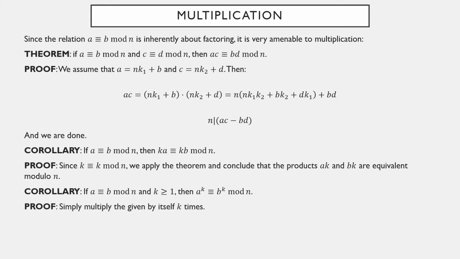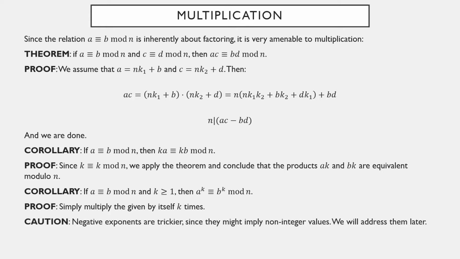Also, I can multiply a given equivalence against itself. If A is equivalent to B modulo n, I can multiply it by A is equivalent to B modulo n to get A squared is equivalent to B squared modulo n. I could do that over and over again to get any positive power. A to the k is equivalent to the same positive power B to the k modulo n, from the initial assumption that A is equivalent to B mod n.